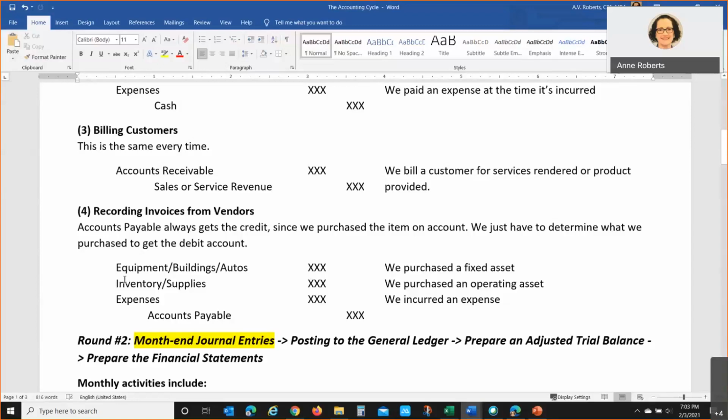Now it just depends on what did we buy. Did we buy some kind of long-term asset? Did we buy some sort of short-term asset? Or did we incur some kind of expense?